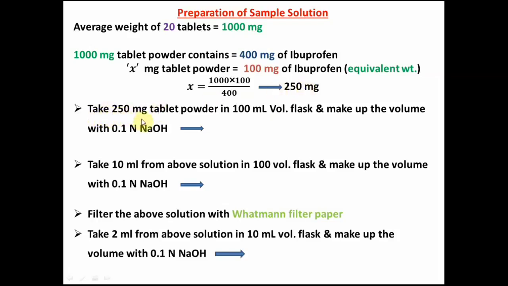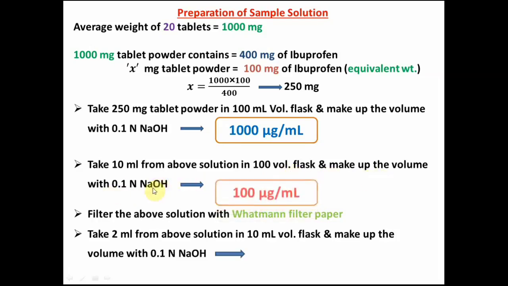So take 250 mg tablet powder in a 100 ml volumetric flask and make up the volume with 0.1 normal NaOH. So we will get 1000 microgram per ml, that is 1000 ppm. From this 1000 ppm, we have to take 10 ml into a 100 ml volumetric flask and make up the volume with 0.1 normal NaOH. So we will get 100 microgram per ml.